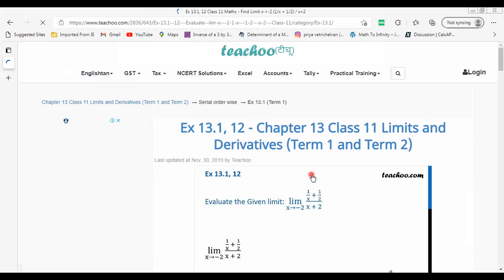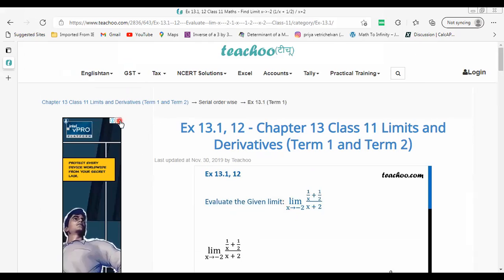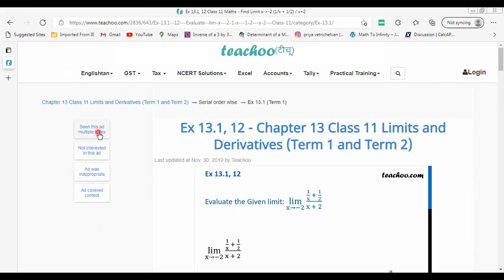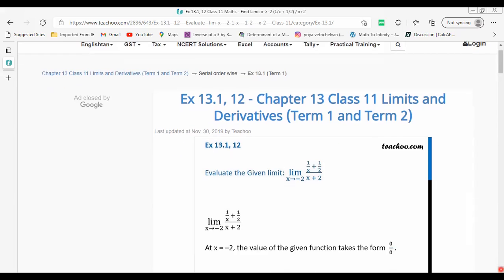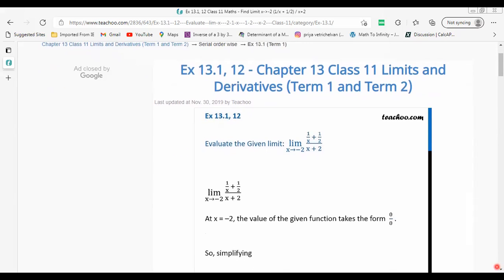Evaluate the given limit. Here limit x approaches minus 2 of 1 by x plus 1 by 2, whole divided by x plus 2. All right. So we are going to substitute x as minus 2 now. First we are going to substitute x as minus 2 and let's see. So it's 1 upon minus 2 plus 1 upon 2 divided by minus 2 plus 2.